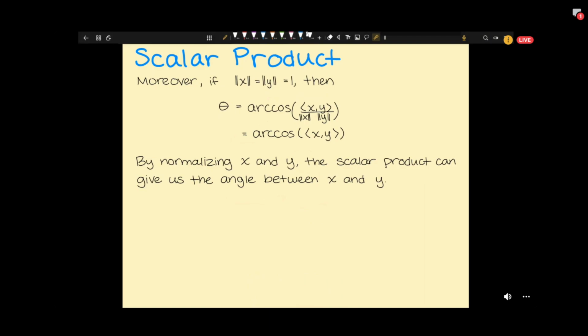So in the case where the magnitudes of x and y are both 1, this becomes 1 and this becomes 1. And so it simplifies to just this. And now we can quite easily get the angle between these two vectors, which is something that we do a lot in game development. So by normalizing x and y, and when I say normalizing, I mean converting it to a unit vector, we can use the scalar product to give us the angle between these two vectors. Are there any questions about scalar product, about unit vectors, magnitude?